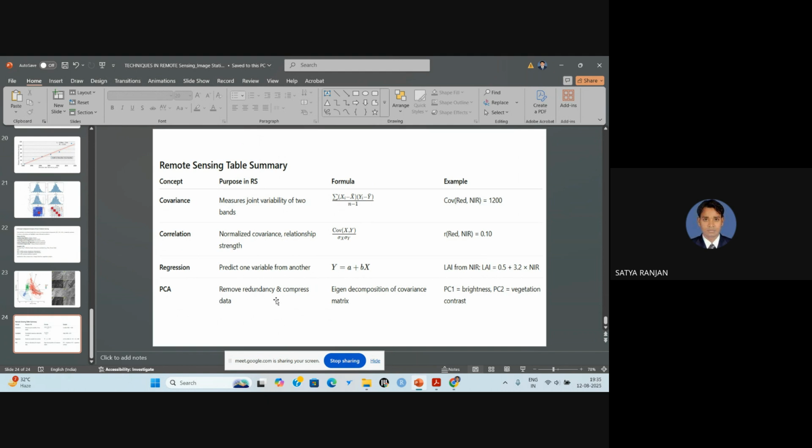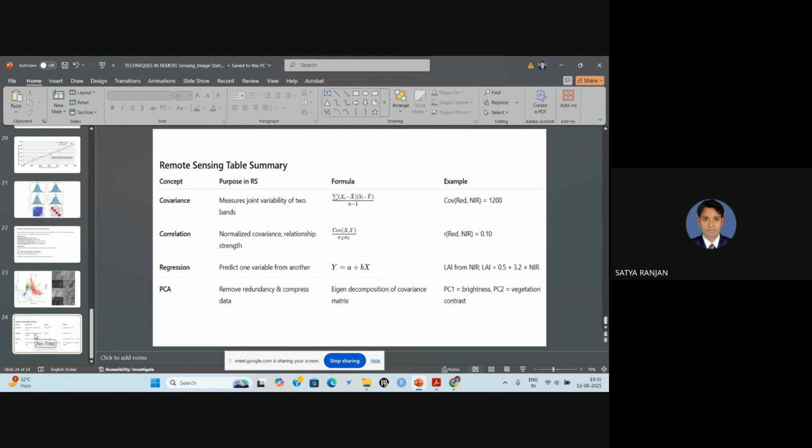Then PCA of a different image is different, and each component is different. For the first PCA, PC1 gives the brightness, then PC2 gives the vegetation contrast. Likewise, we can use different information in principal component analysis. But most of the time, different PCAs do not give accurate information, so we have to check whether it is giving the true information for our work or not.